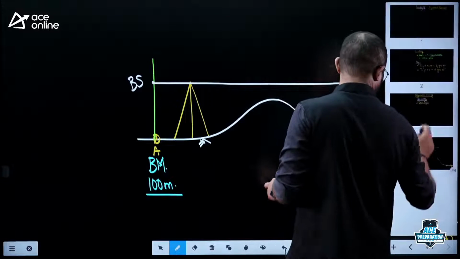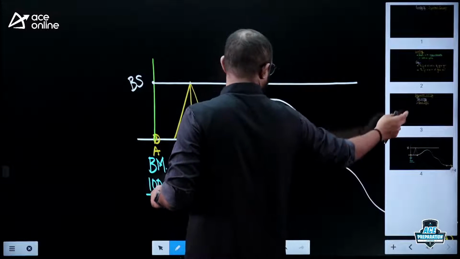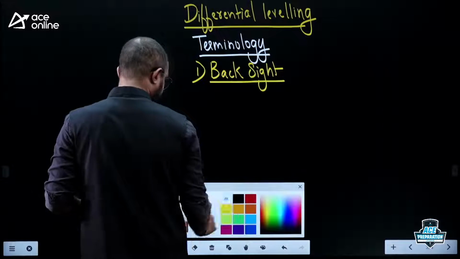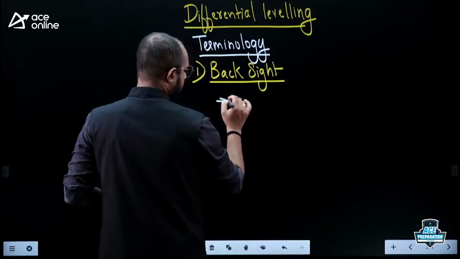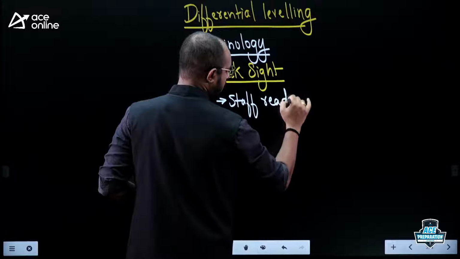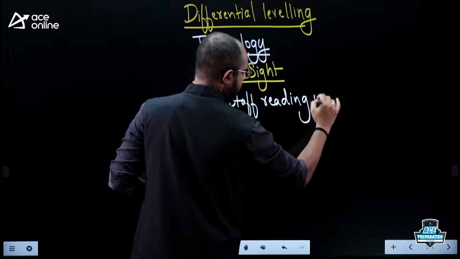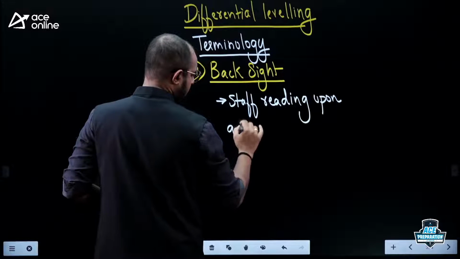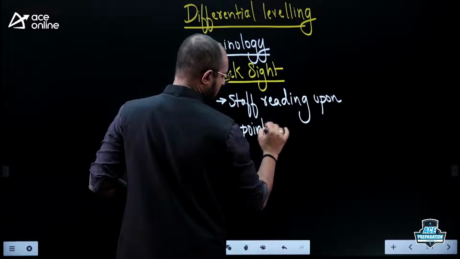Let me write it down. So what is a backside? How can I define a backside? Backside will be defined something like this: staff reading upon a point of known elevation.